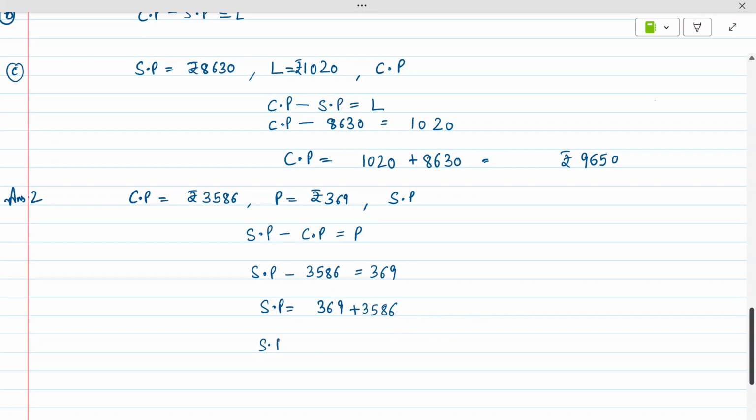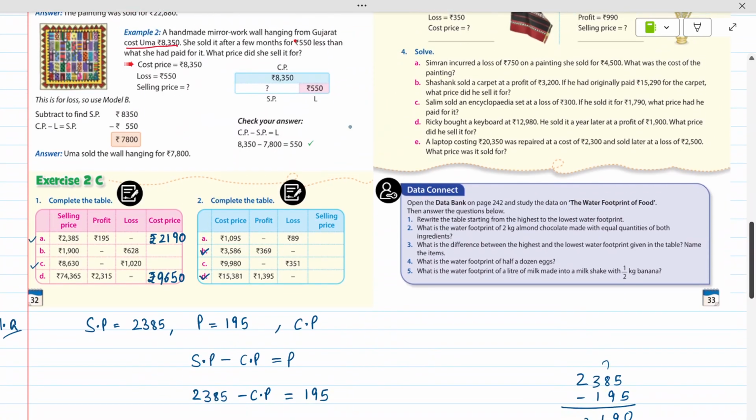Now when we add these two, I'm writing it here for your ease: 9 plus 6 is 15, 5 plus 8 is 14... adding 369 and 3586, the selling price of the item will be rupees 3955.